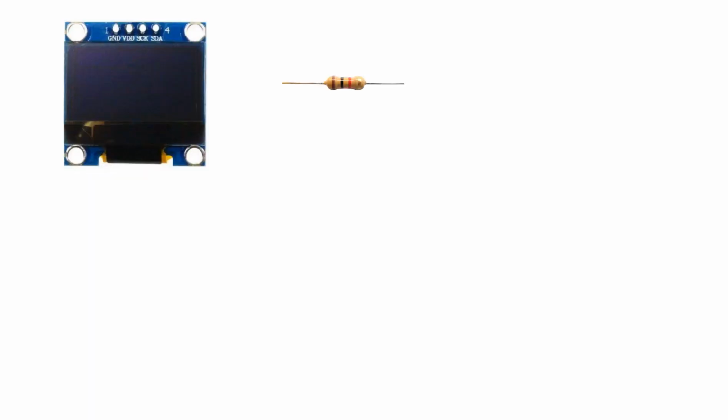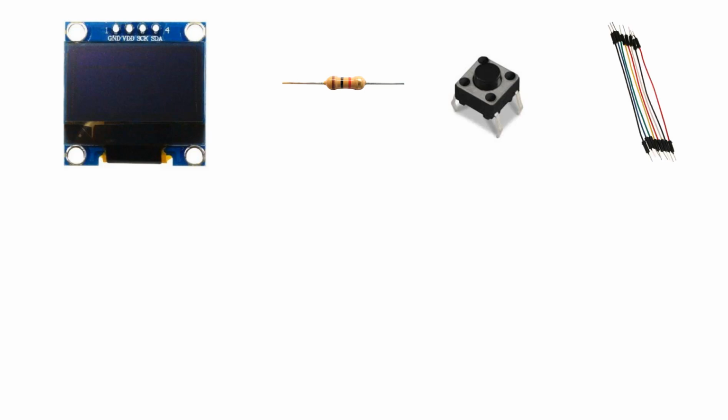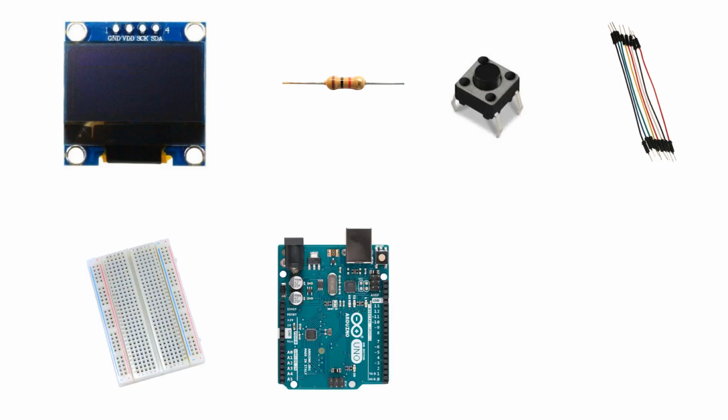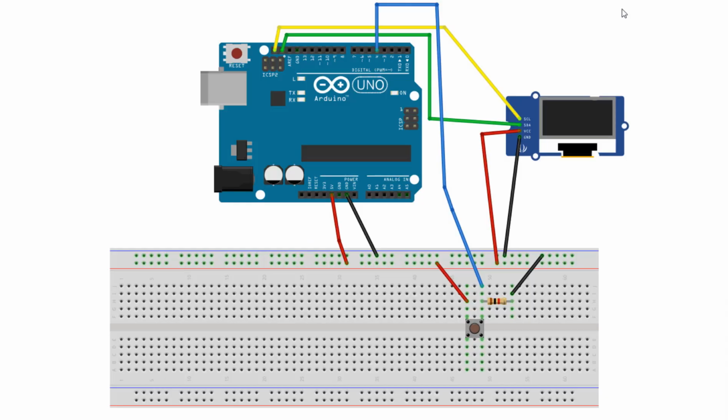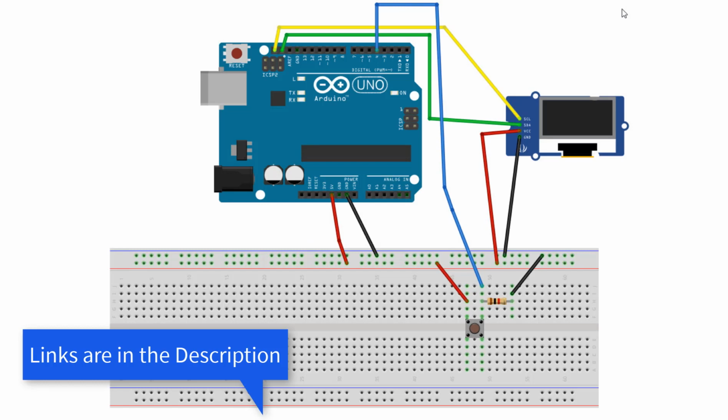For this project you'll need an OLED display, 1 kilo ohm resistor, 1 button, some jumper wires, breadboard, Arduino board and Visuino program. Wire everything according to this schematic.